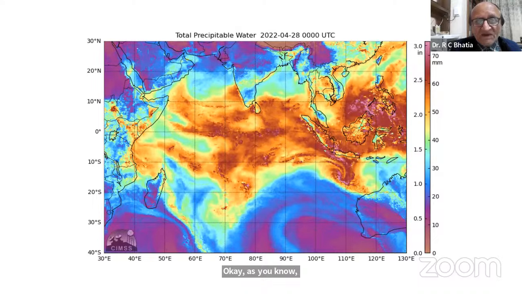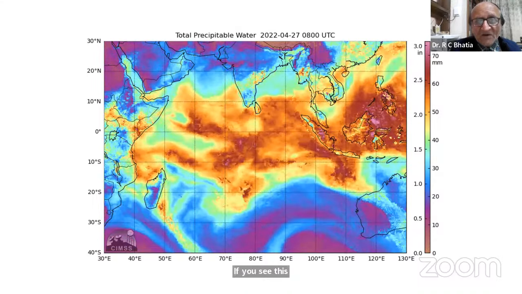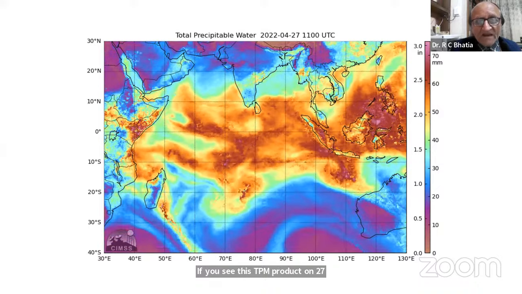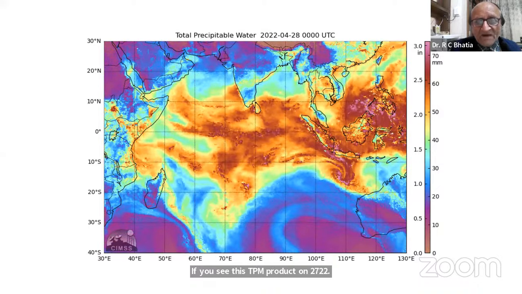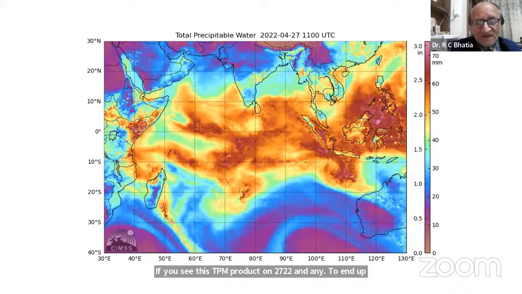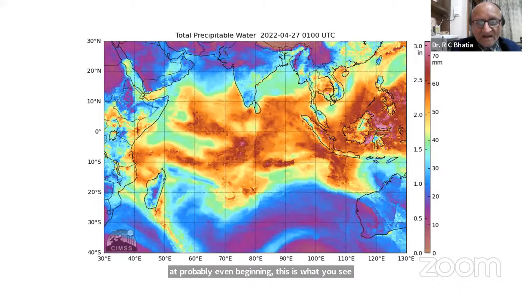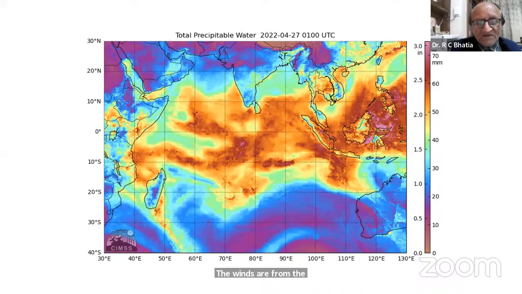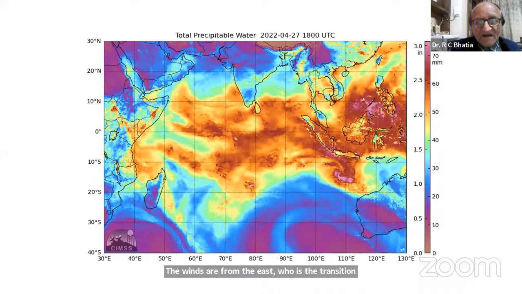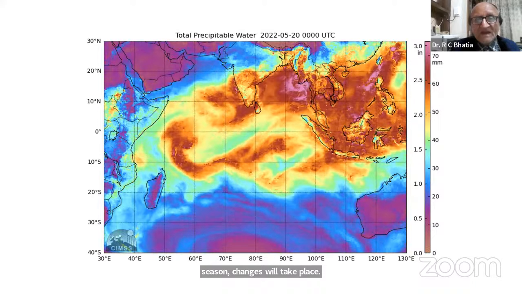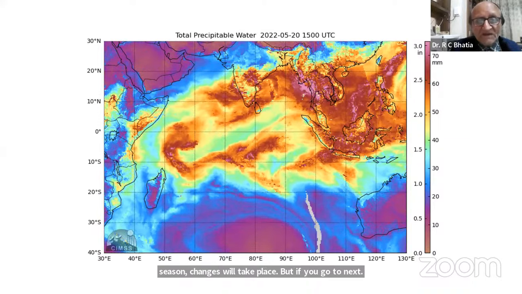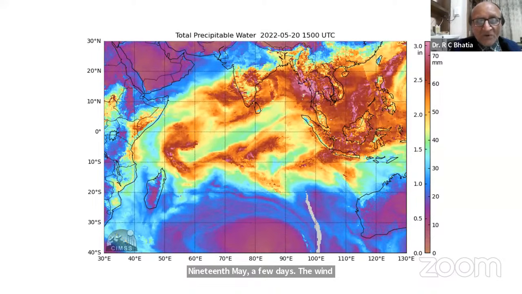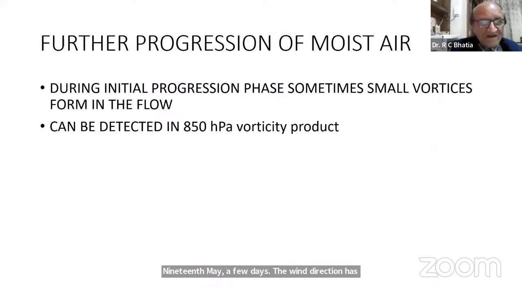In fact, as you know, monsoon is a seasonal reversal of the winds. If you see this TPW product on 27th April 22, or any, say, end of April, even beginning May, this is what you see. The winds are from the east. Of course, it's the transition season, changes will take place. But if you go to the next, 19th May, a few days later, the wind direction has changed. So we are now moving towards monsoon.